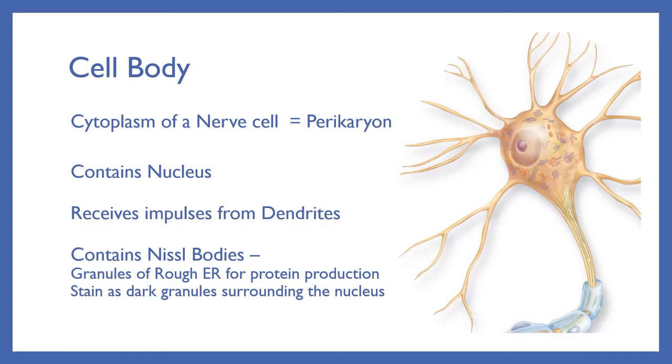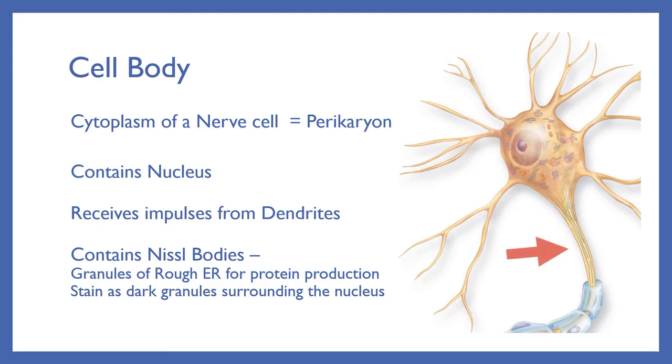The cytoplasm of a nerve cell is called the perikaryon. The cell body contains the nucleus and receives input from the dendrites. It also contains Nissl bodies. These are granules of rough ER for protein production.